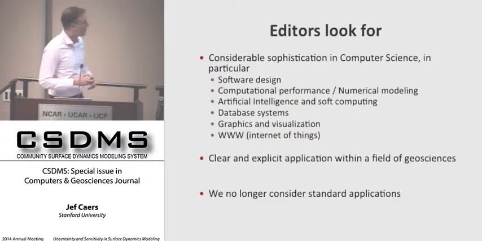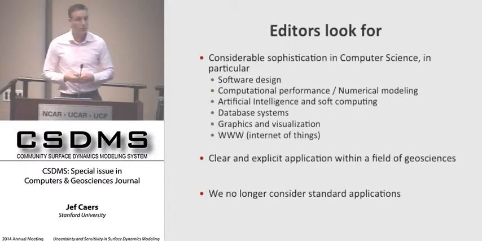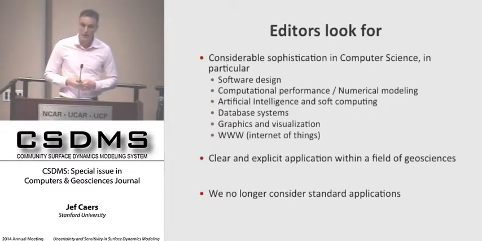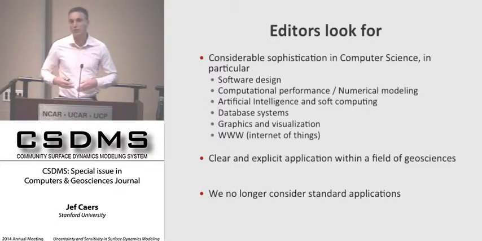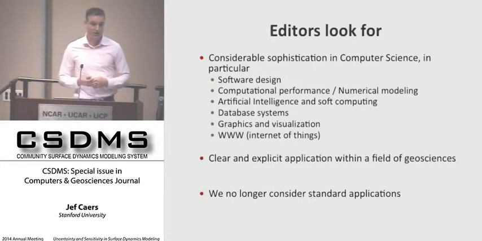So these are some of the issues that we deal with. As I said, we look for considerable sophistication in computer science. I think this is a change that I made in the scope when I took over the journal in 2011, when the journal was still a little bit, well, we use computers to do something. We're looking now for several things. In particular, I'm very interested in software design, high-performance computing, of course, computational methods, numerical modeling. We have a big section on artificial intelligence and soft computing, database systems, graphics, visualizations, and the World Wide Web, the Internet of Things.